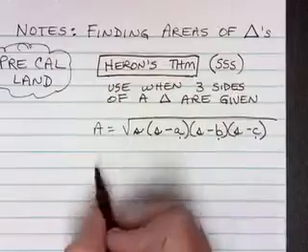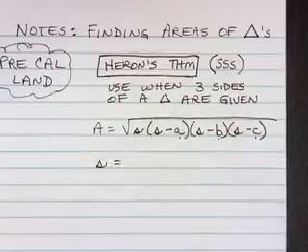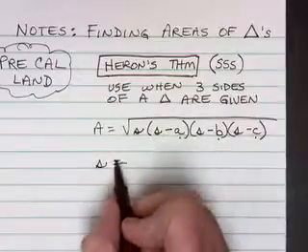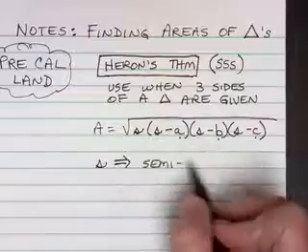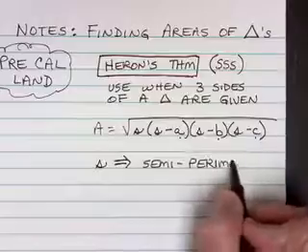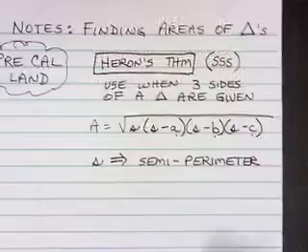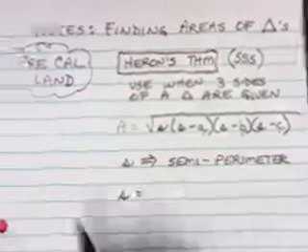S is a new letter. It does not stand for side, actually, in this example with Heron's theorem. S stands for the semi-perimeter. A semicircle is half a circle. A semi-perimeter is half the perimeter. So to find the S, let's have an example.